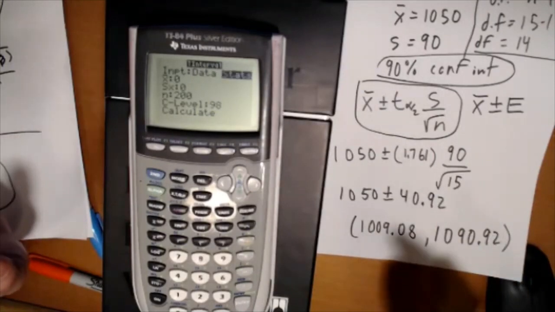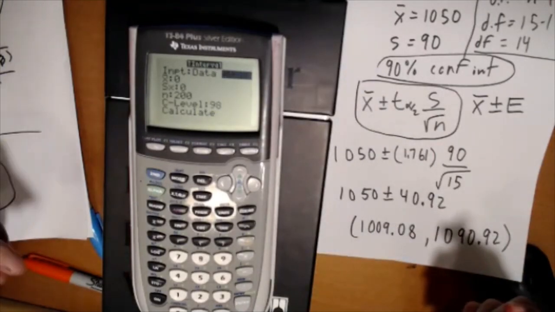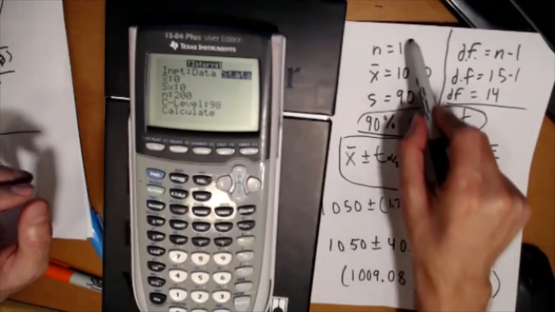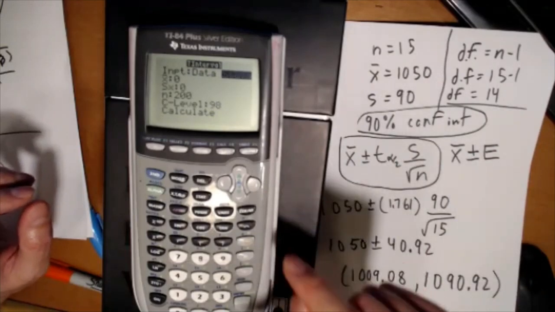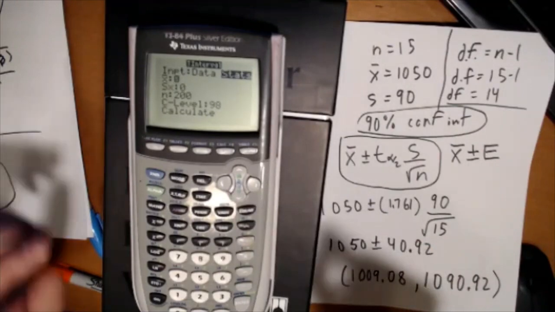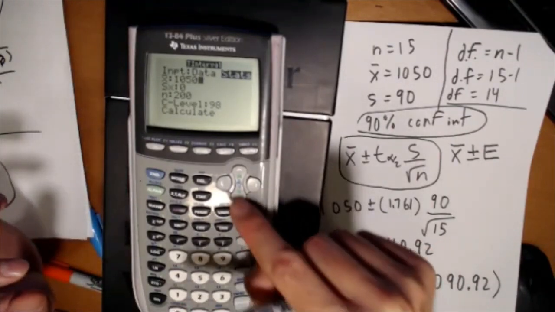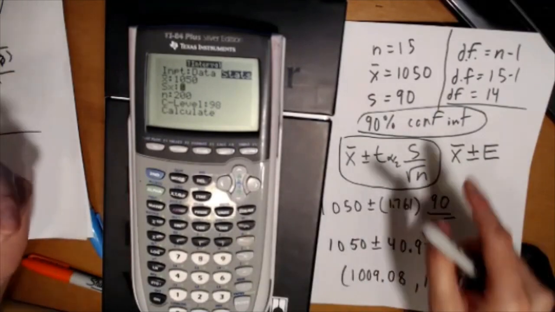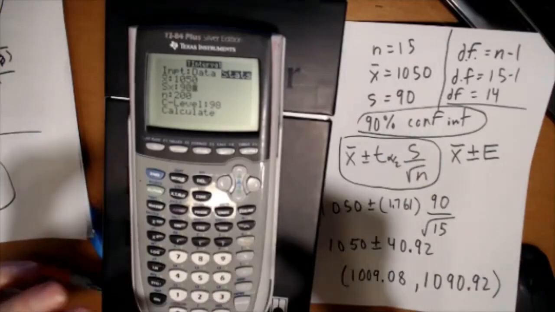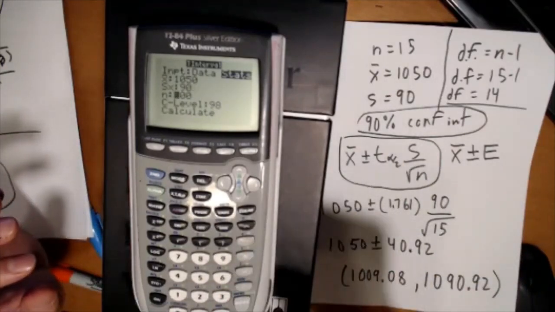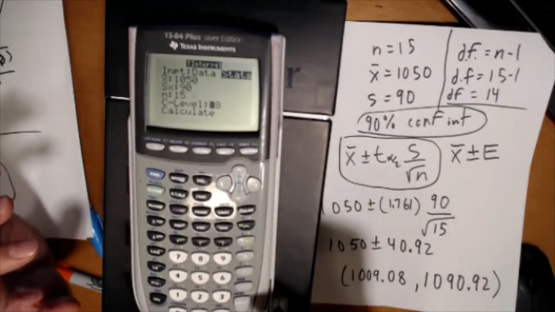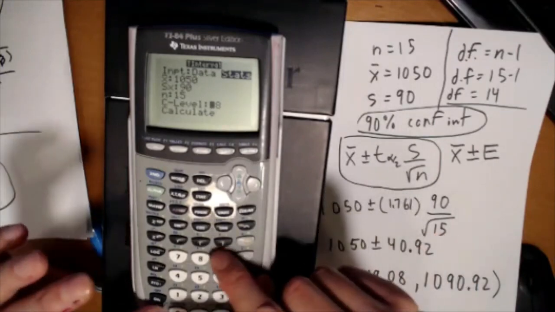Okay. Data or stats? Do we have data, like raw data, a bunch of numbers, or stats, summary statistics? They gave us summary statistics. They told us how many, the average, the standard deviation. So we hit stats, enter. And then it says, what's the x bar? 1050. What's the S sub x? What's the s, right? They're just calling the variable x. Same thing, 90. Sample size n, 15. Confidence level, C-Level, 90.